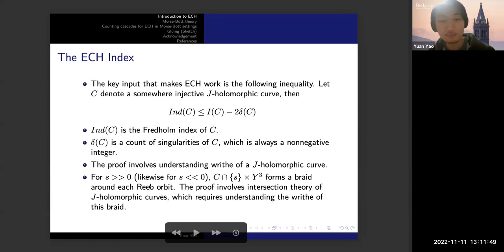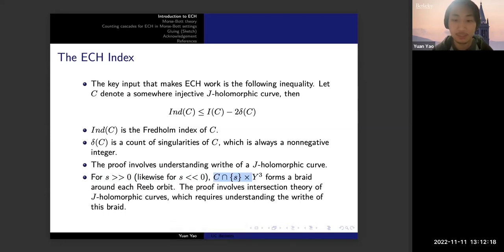So if you take, for very large values of the symplectization direction, the intersection of the J-holomorphic curve C with a slice of the symplectization, namely a copy of the contact manifold, here as it's very large and positive, this intersection is a one-dimensional manifold in your contact manifold. And because at positive ends it converges to Reeb orbits, this set is actually a braid around each Reeb orbit that converges to the Reeb orbits. The proof of this intersection inequality involves understanding the writhe of this braid. And that's what goes into this index inequality.